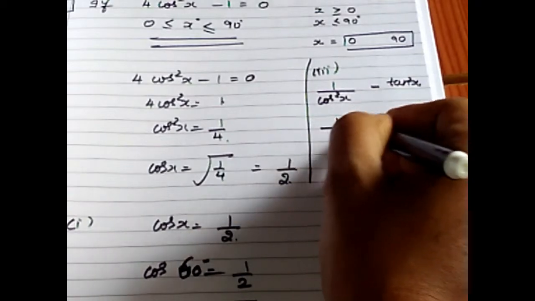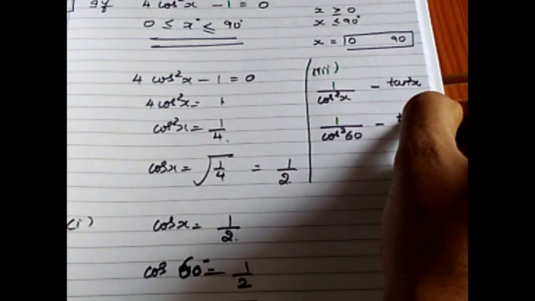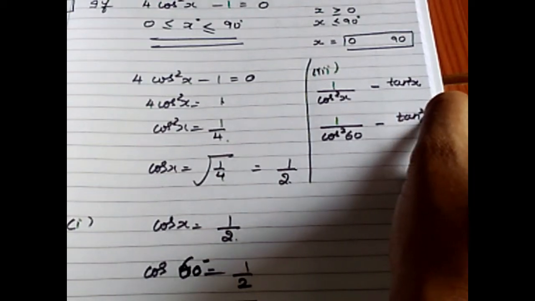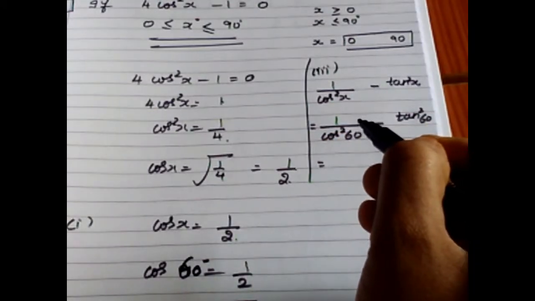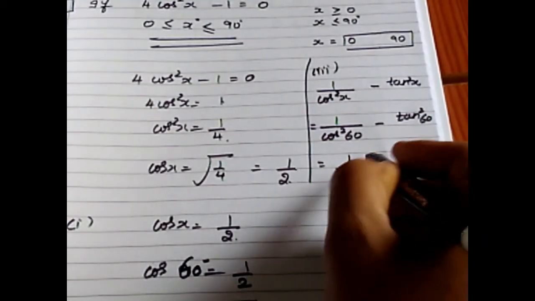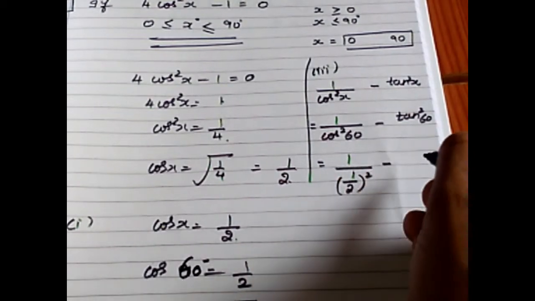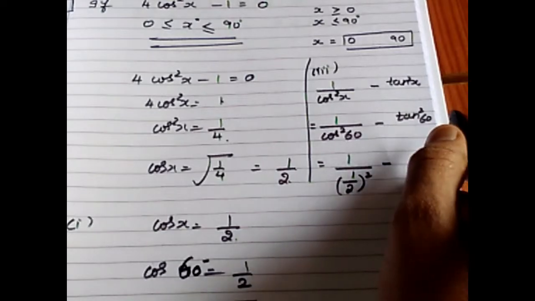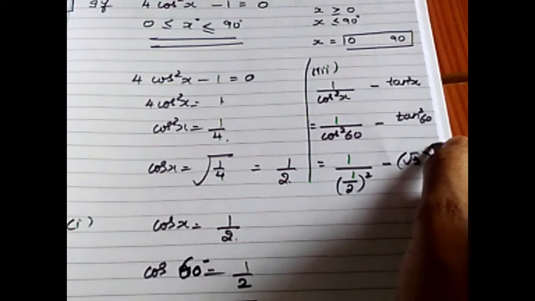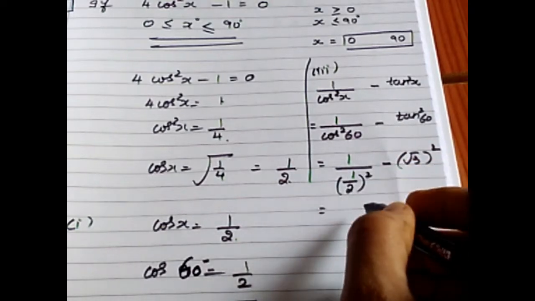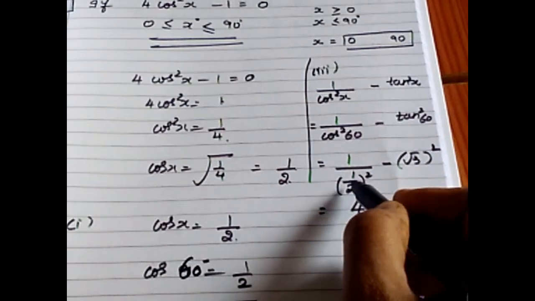So we know the value of x, that is 1 by cos square 60 minus tan square 60. What is the value of cos 60? Cos 60 is 1 by 2. So (1 by 2) whole square minus tan 60 is root 3 whole square. So (1 by 2) whole square is 1 by 4.